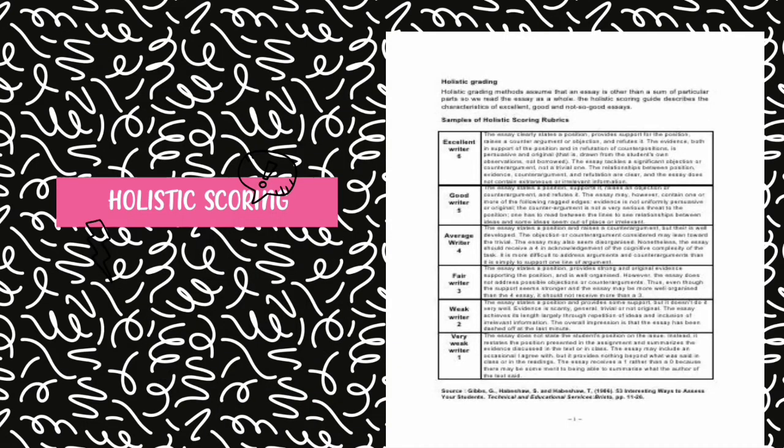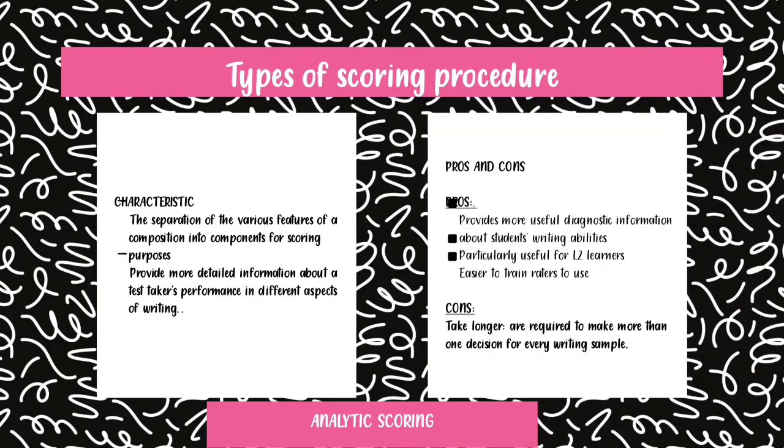So here we have an example of a holistic scoring rubric. In holistic scoring, we have different criteria and each criterion gives a detailed description. So the teacher can look here to score students' performance. The second type of scoring procedure is analytic scoring. A characteristic of analytic scoring is the separation of the various features of a composition into components for scoring. The purpose of analytic scoring is to provide more detailed information about the test takers' performance in different aspects of writing.